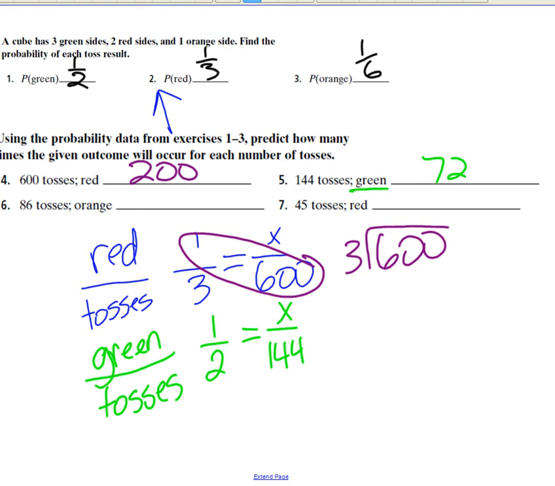Okay. Are the next two going to be any different? No. Number 6 is going to give you a decimal. Just round it to the nearest whole number.